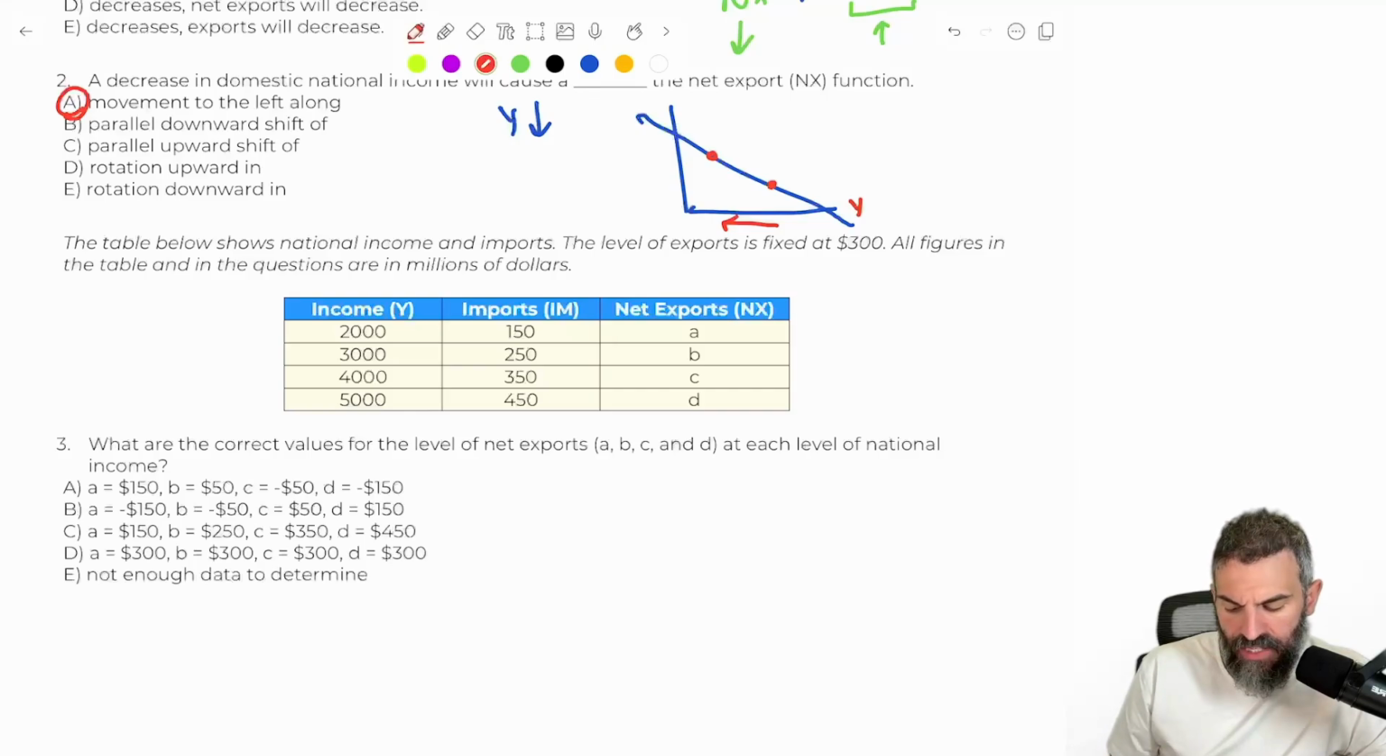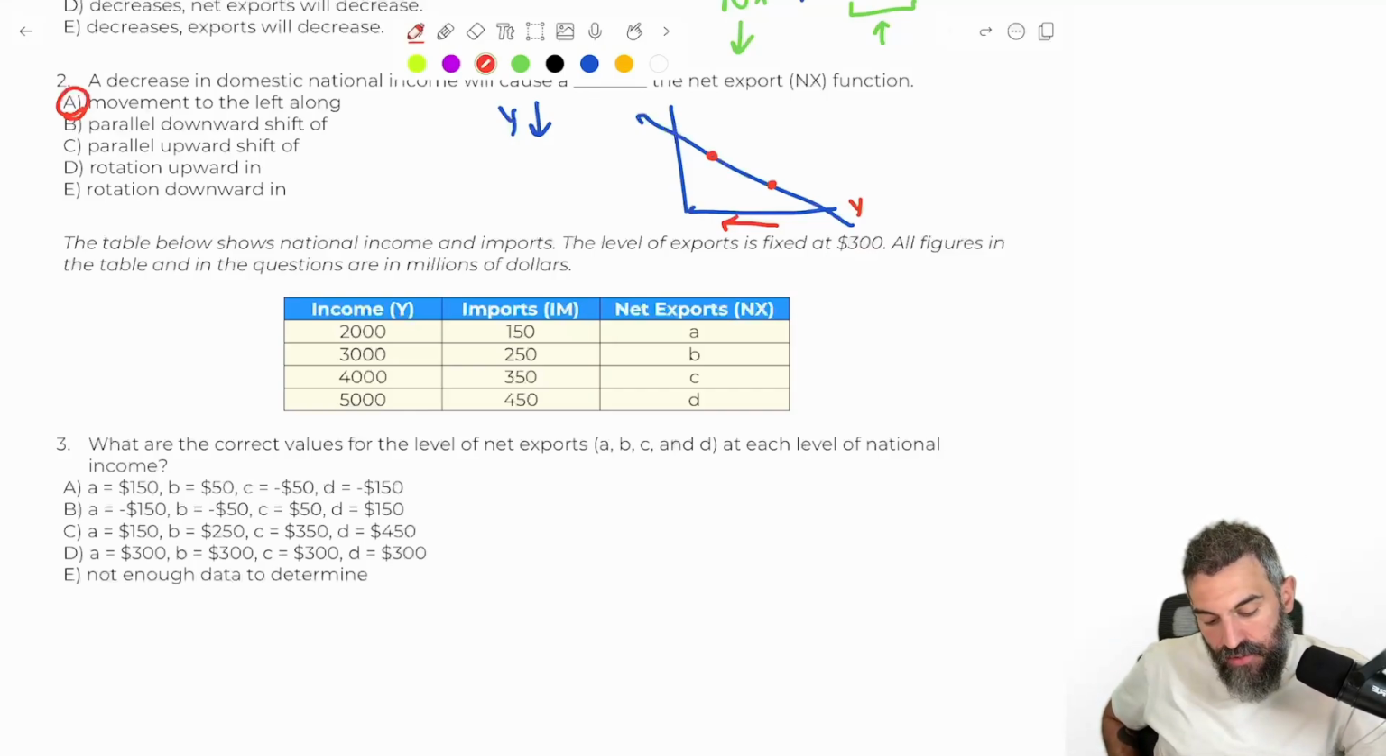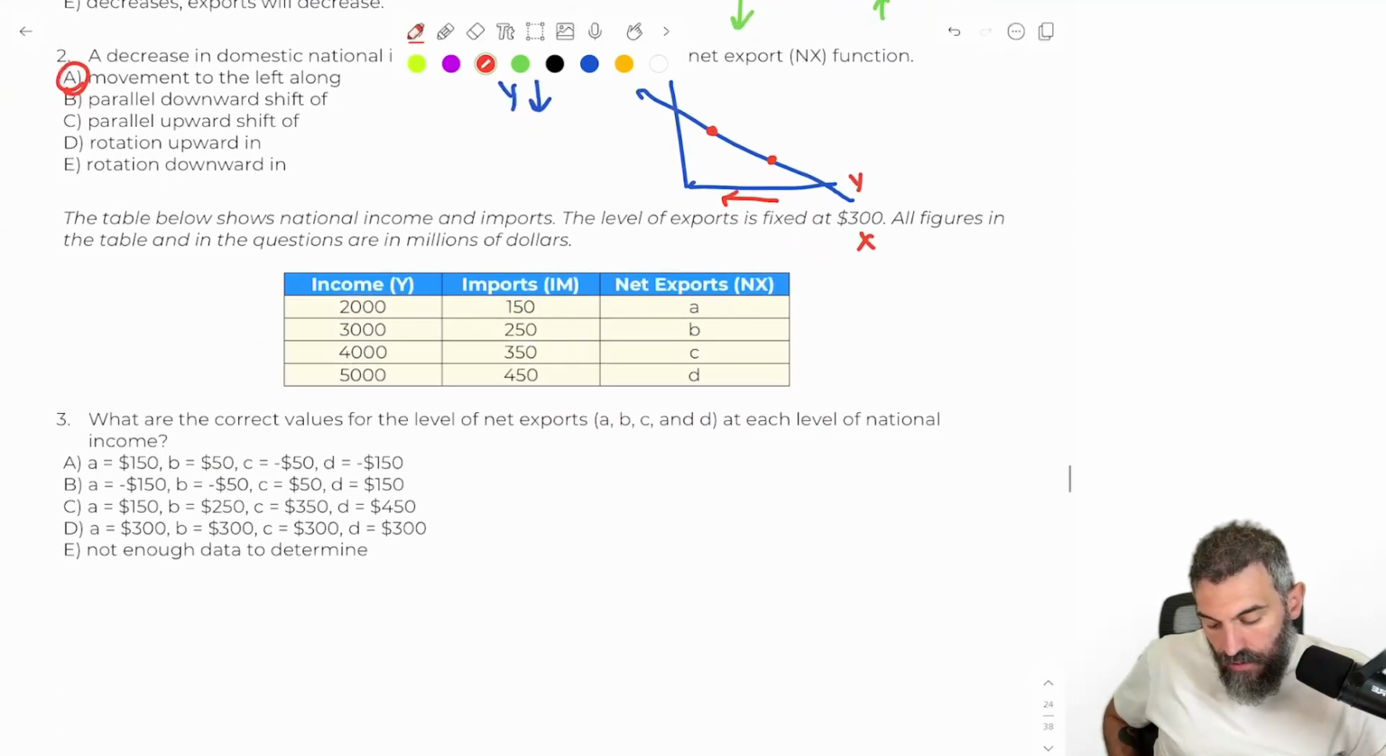Okay. Here we have a table. It says the table below shows national income and imports. The level of exports is fixed at 300. So there's your X. Everything is in millions. What are the correct values for A, B, C, D?